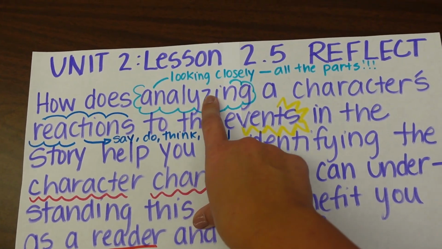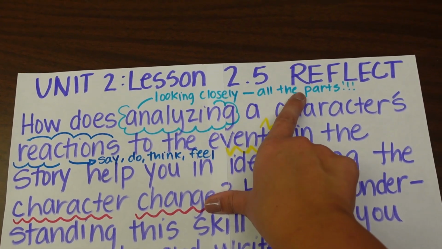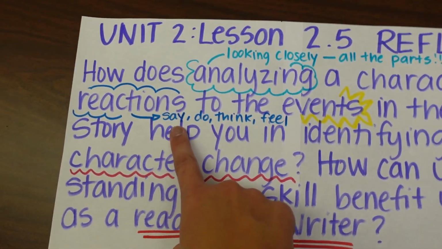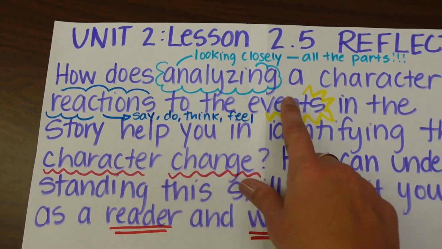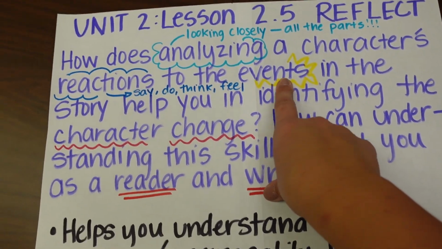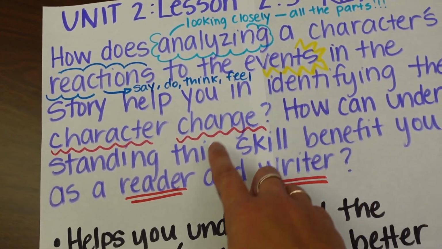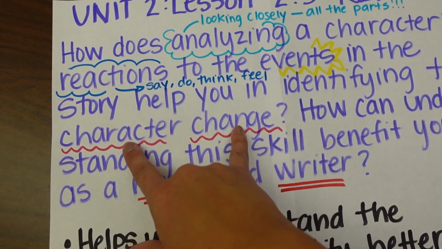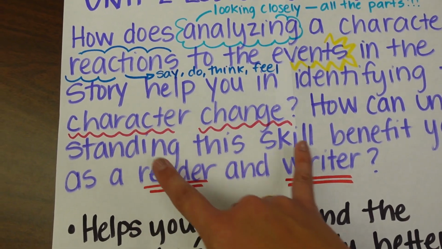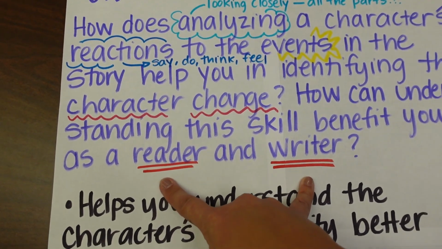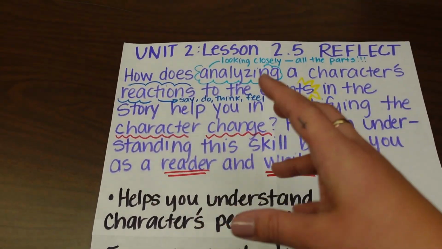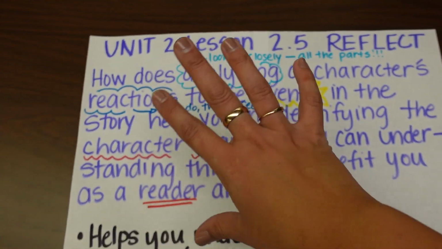So for instance, analyzing, they said looking closely, they said all the parts. For the reactions, they said what they say, do, think, or feel. And then we talked about events as well, because that's what we're really looking at. They also wanted to say that it had something to do with character change and then also as a reader and writer. So we pulled some of those apart and then I had them brainstorm and try to answer.